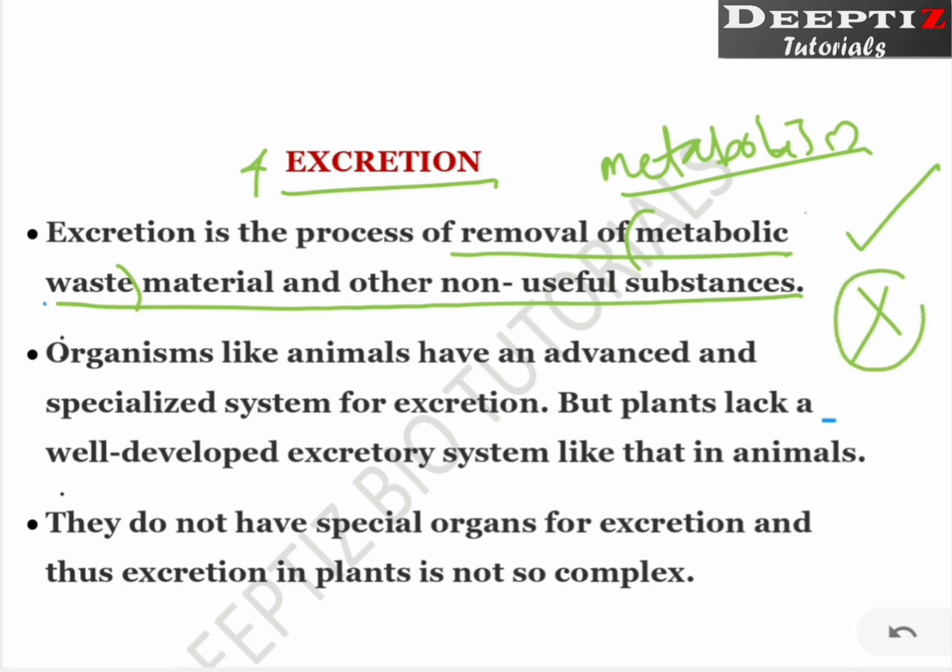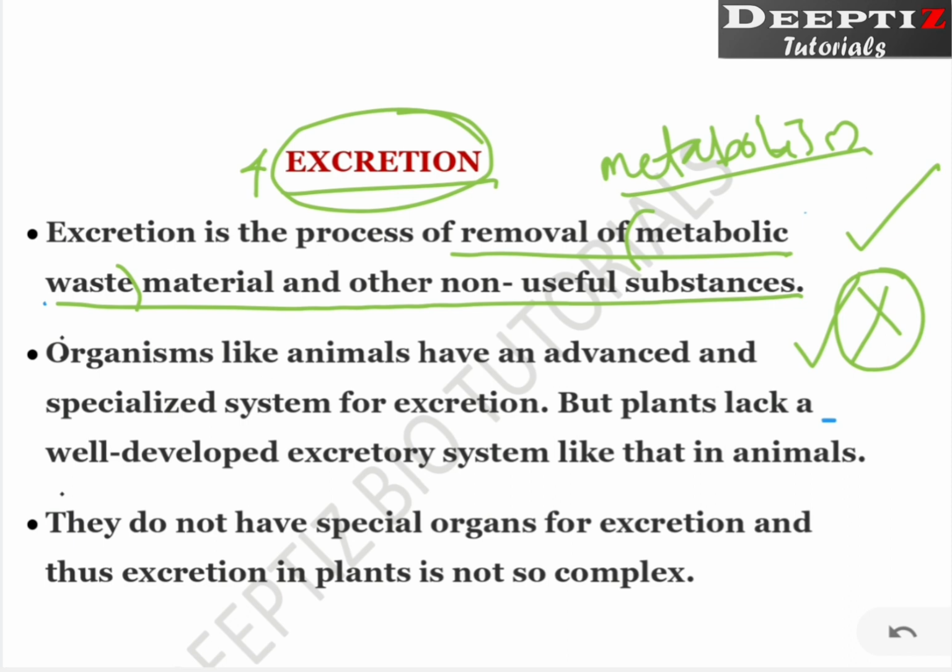Now if we allow these useless substances to accumulate in our body, especially in the blood, they will be converted into poisonous substances that will be a threat for life. So these toxic substances, instead of being allowed to accumulate in our body, need to be thrown out. That is the main aim of this process, excretion. So in excretion what happens? Those waste products or useless products which are produced after metabolism are thrown out, right?